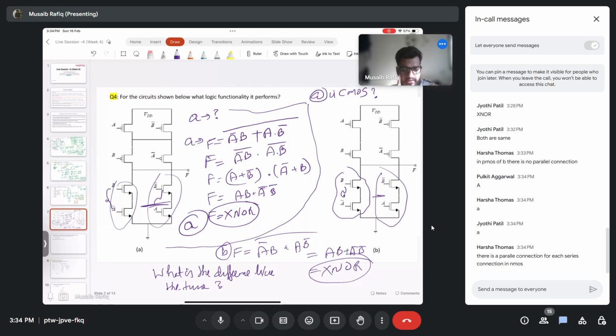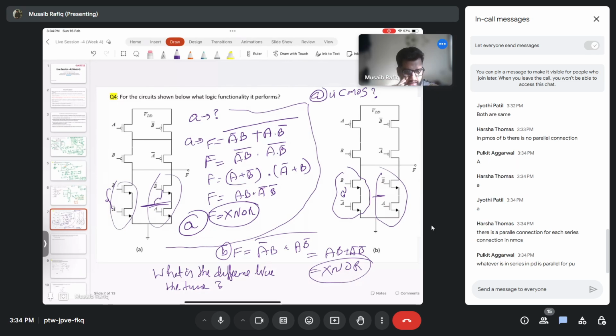You can just tell the answer in one word. This is right. Basically, pull-up network is dual of pull-down network. That's all. So PUN is dual of PDN. You can see this also performs the same functionality, and in fact the static power loss is also zero for this case. But we can't say it is a complementary thing because the pull-up network is not the dual of pull-down network.